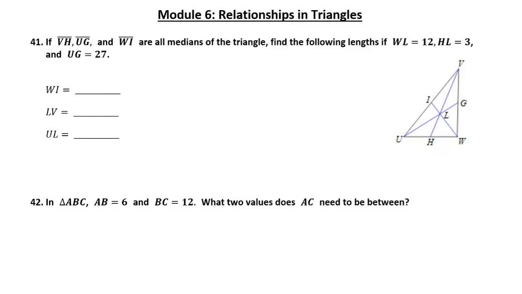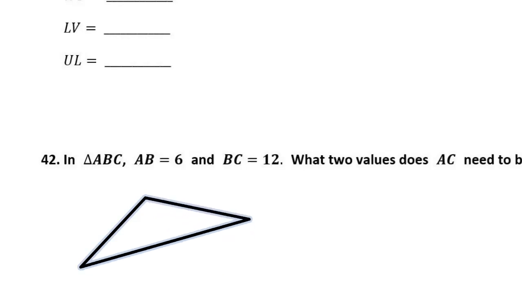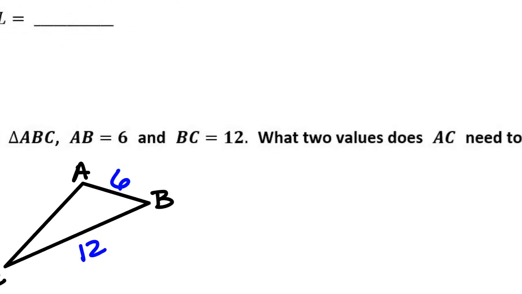In triangle ABC, AB is 6, BC is 12. I'm going to go ahead and draw myself a little triangle here. I'll call this A, B, A. It doesn't really matter where we put this, but I'm going to label it like this. A at the top, then BC. AB is 6, BC is 12. What two values does AC need to be between?